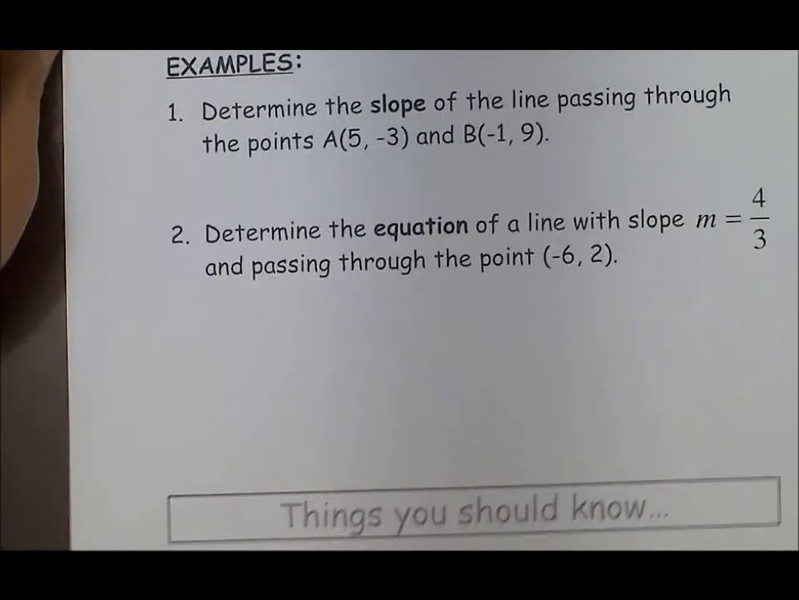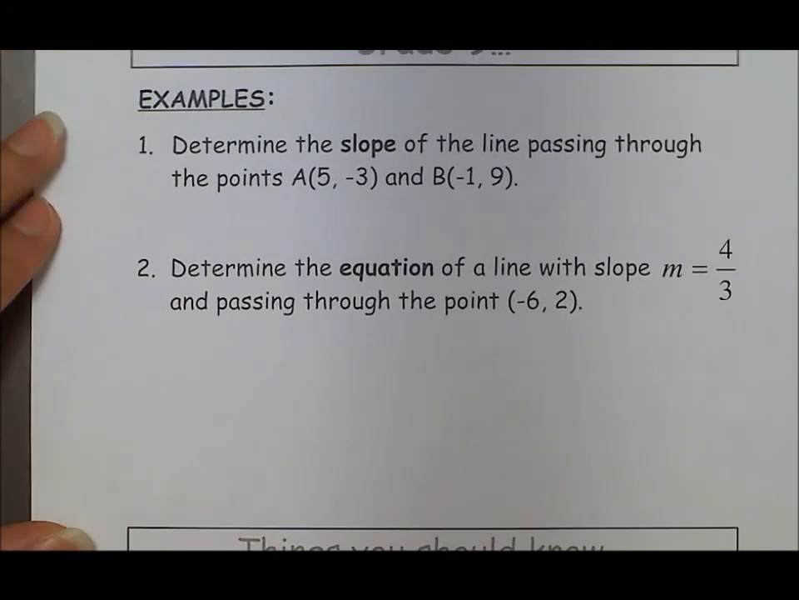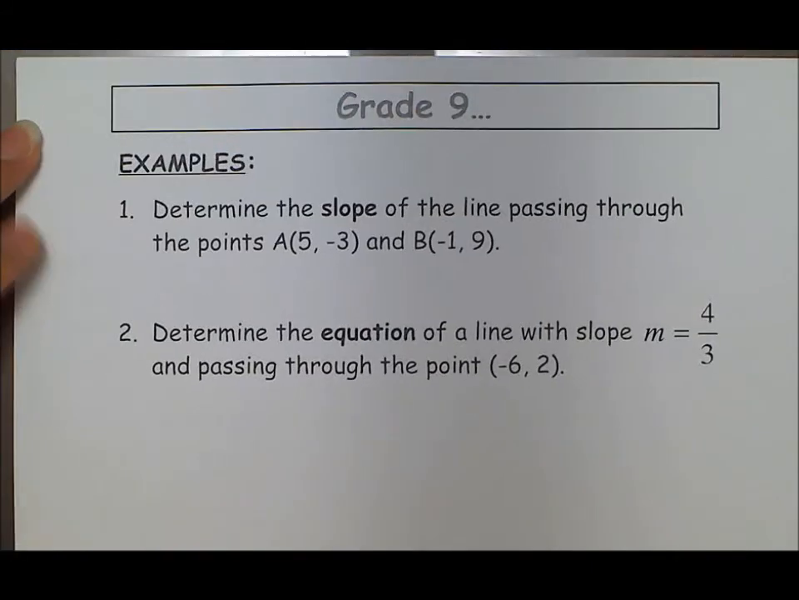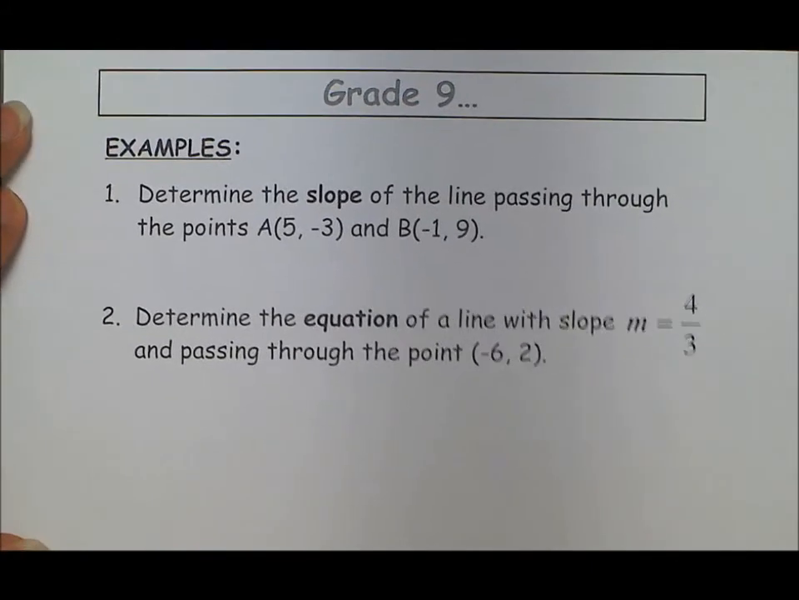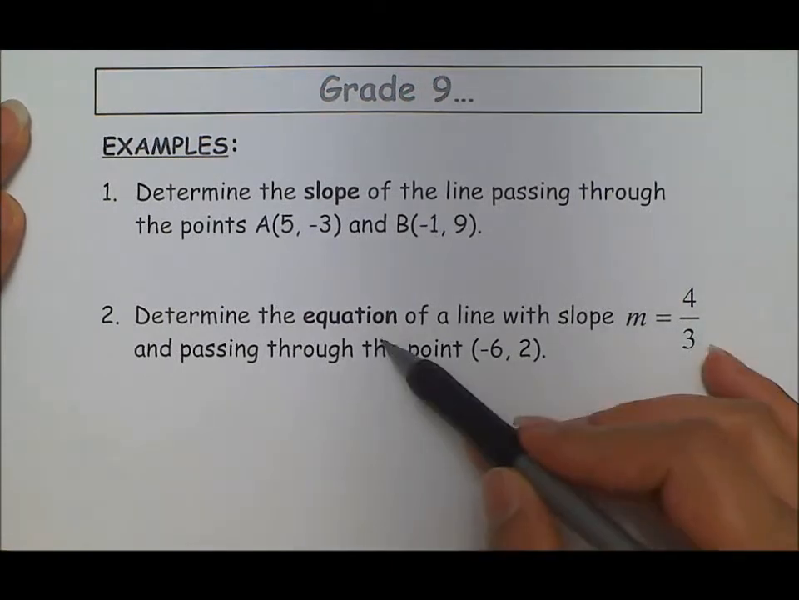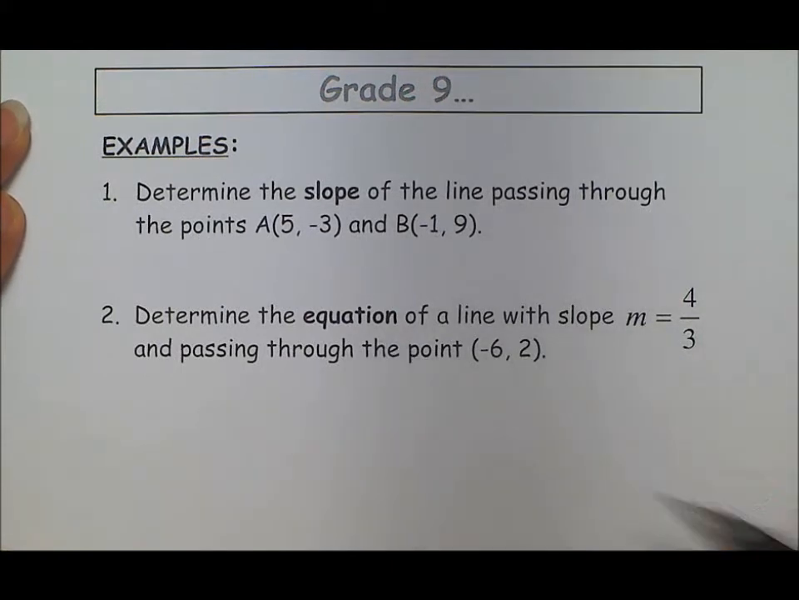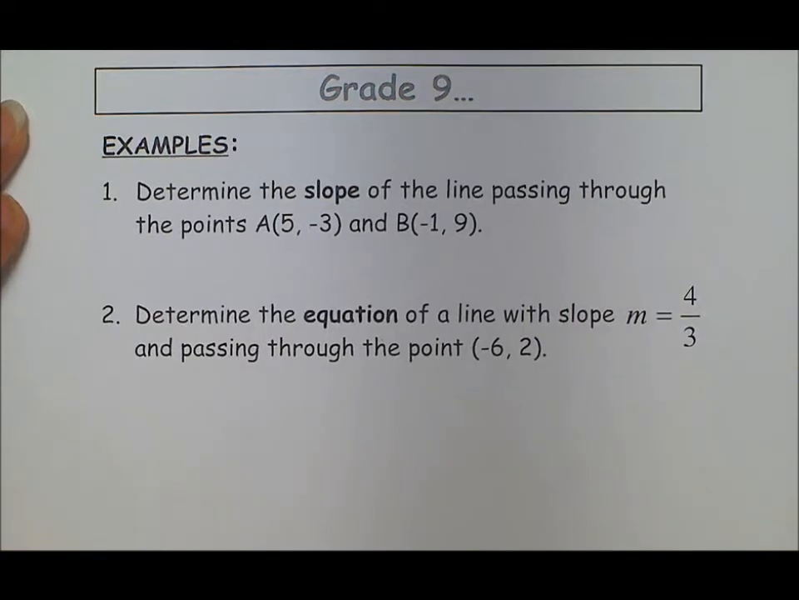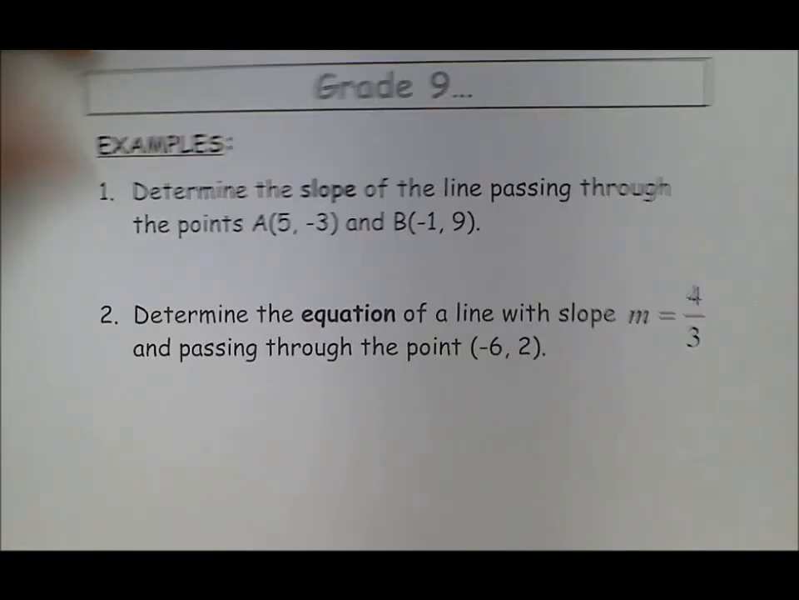So let's look at some examples from grade 9 concepts. The first example looks at determining the slope of a line passing through 2 points. We're going to use the slope formula to help us do that. The second example, we're finding the equation of a line with a slope given and passing through a point. I'm going to do the examples on a separate sheet of paper.